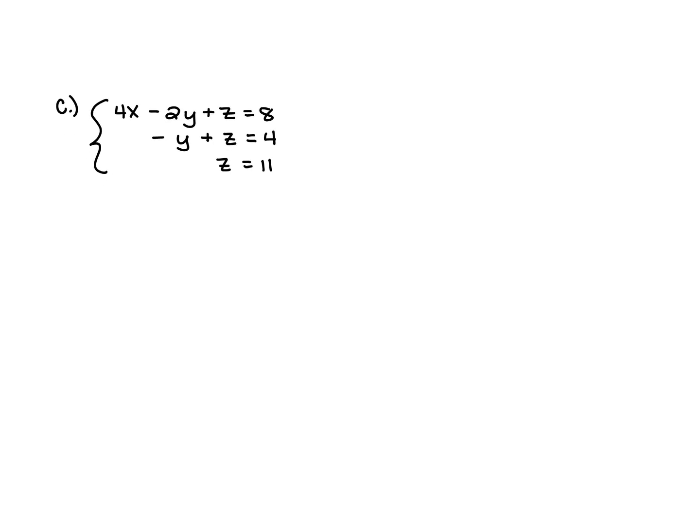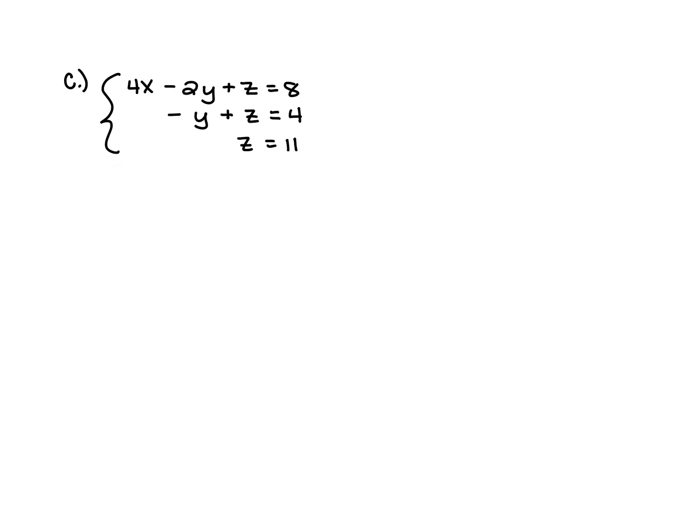For example C, you have 4x minus 2y plus z is equal to 8, negative y plus z is equal to 4, and z is equal to 11. Take that 11, plug it in for z in the middle equation, solve for y. That's going to give you negative y plus 11 is equal to 4. Move your 11 over by subtracting it from both sides. That gives you negative y is equal to negative 7. Then divide each side by negative 1. That gives you y is 7.